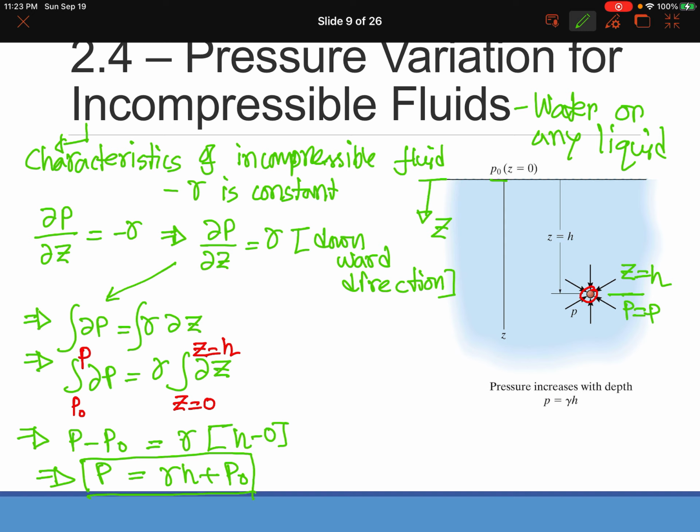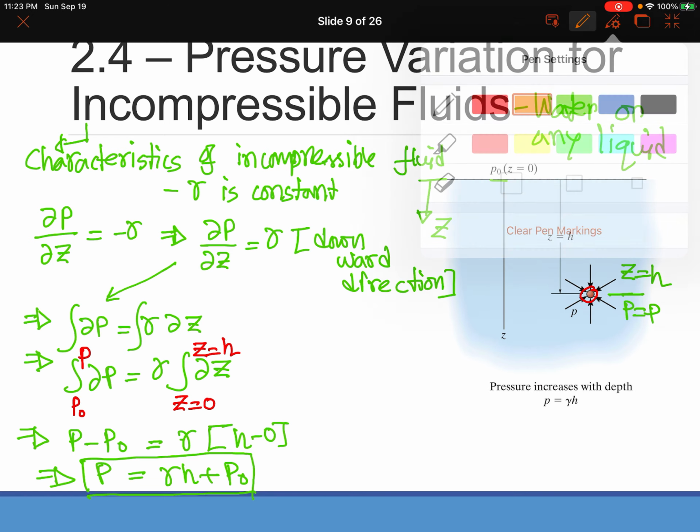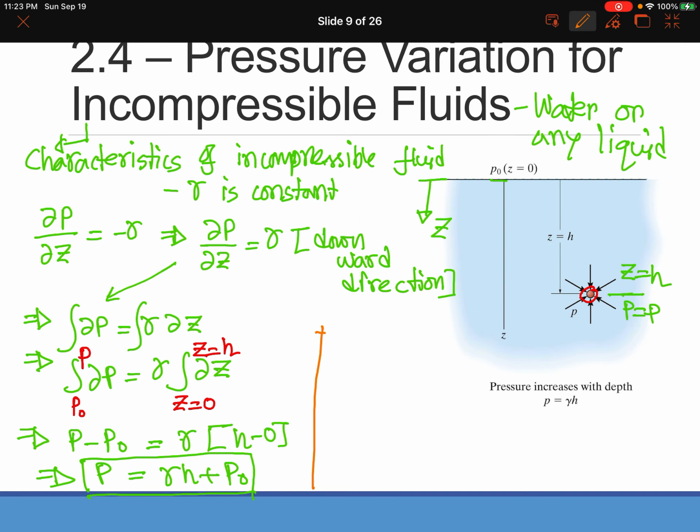Now, one thing here: this is the water surface, or any liquid surface. On top of that, this is actually air. So the pressure exactly at that point is the atmospheric pressure. So P naught equals P atmospheric pressure.